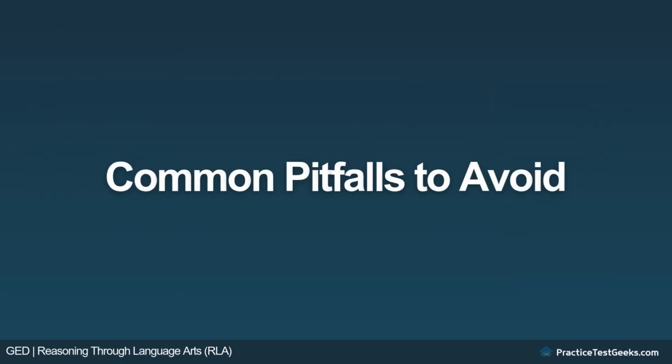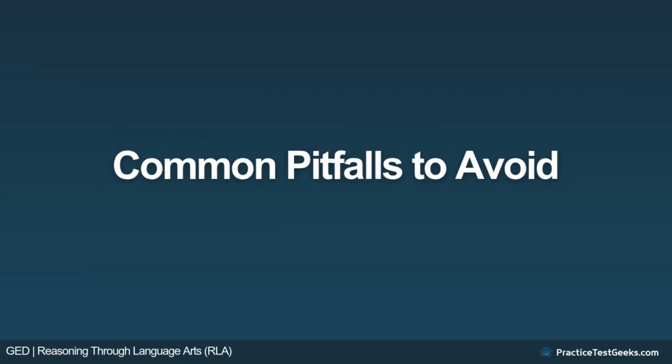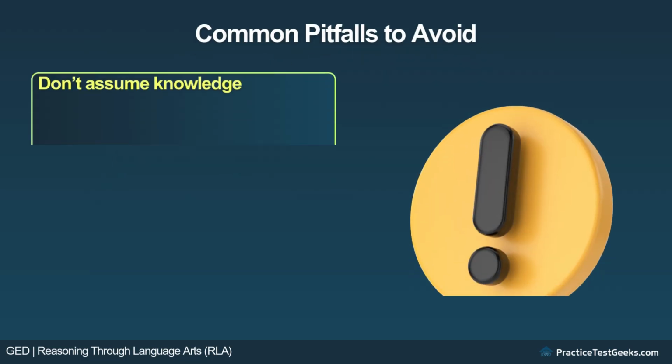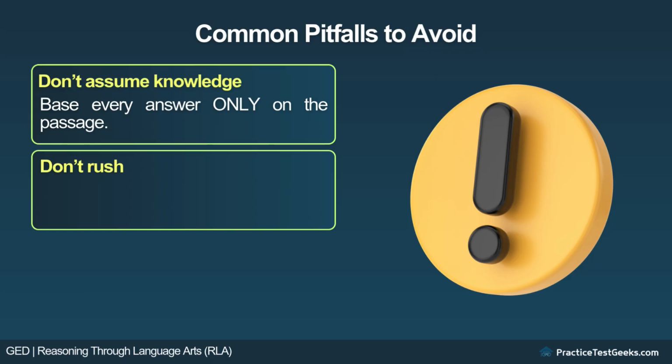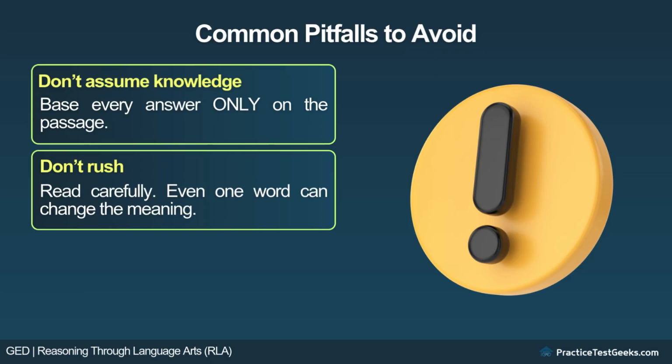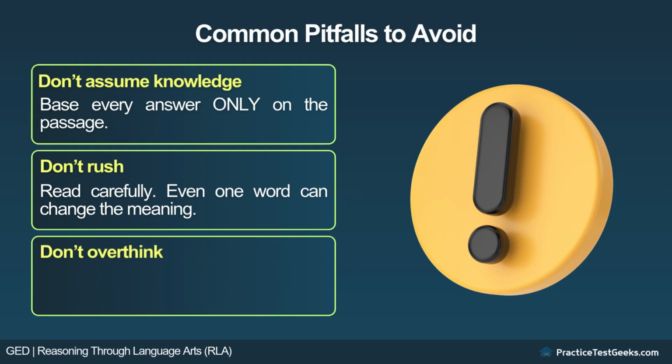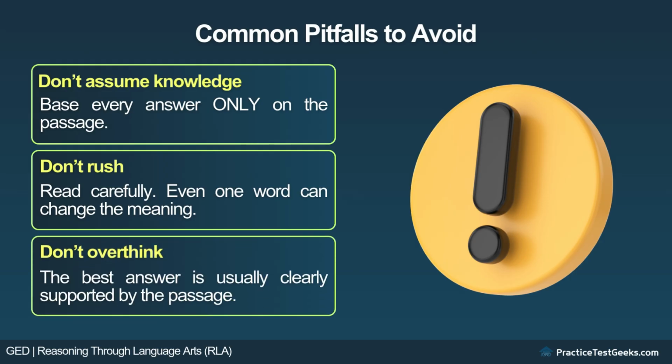Before we wrap up, it's important to watch out for a few common mistakes that can cost you points on the test. Here's what to avoid. First, don't assume knowledge. Base every answer only on the passage. Second, don't rush. Read carefully. Even one word can change the meaning. Lastly, don't overthink. The best answer is usually clearly supported by the passage.